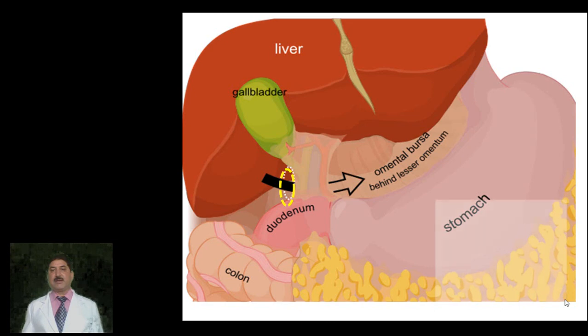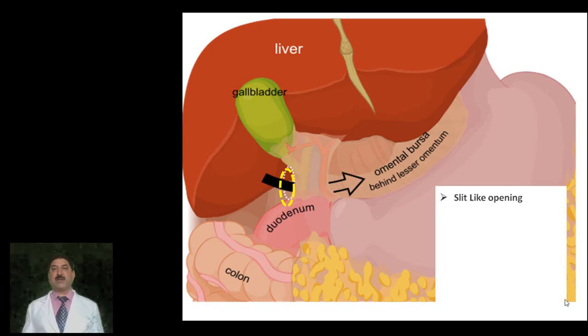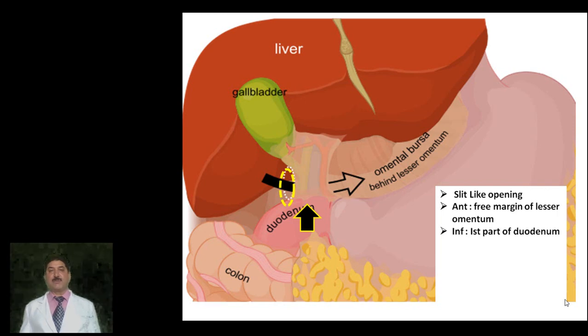Epiploic foramen is also called foramen of Winslow, the aditus to the lesser sac. It is a slit-like opening. Anteriorly, it is bounded by the free margin of the lesser omentum. Inferiorly lies the first part of the duodenum. Superiorly lies the caudate lobe of the liver, and posteriorly lies the portal vein.